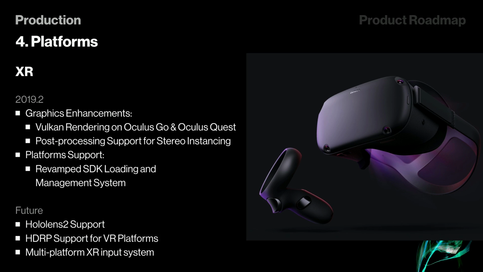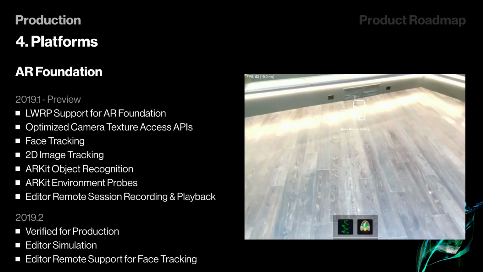In 2019.2, even more graphics enhancements. We have Vulkan rendering on Oculus Go and Oculus Quest, and post-processing support for stereo instancing, making things even more efficient and pretty at the same time. And of course, platform support: we're revamping the SDK loading and management system to make that even more efficient. And in the future, we are adding HoloLens 2 support, as well as HDRP for VR platforms. Arisa's going to talk about that later too. And a multi-platform XR input system is still coming.